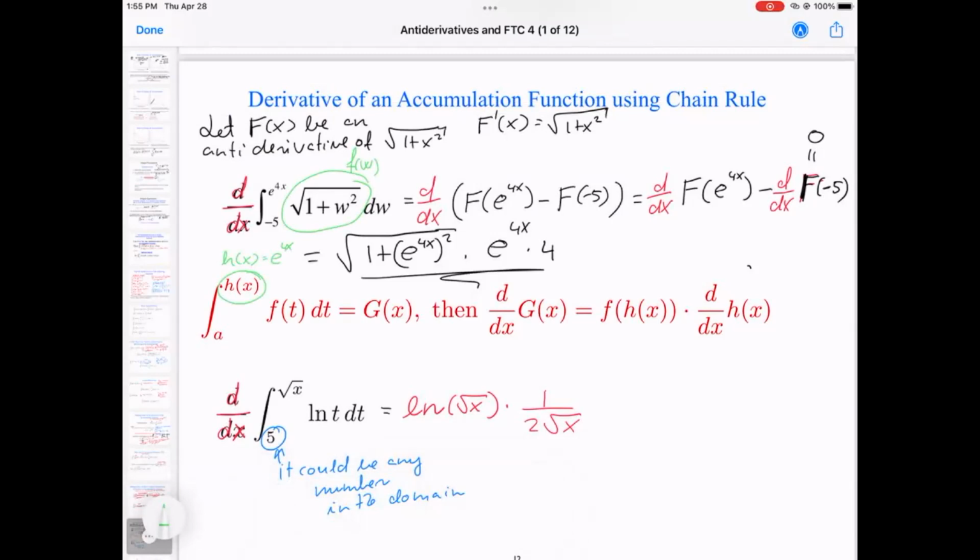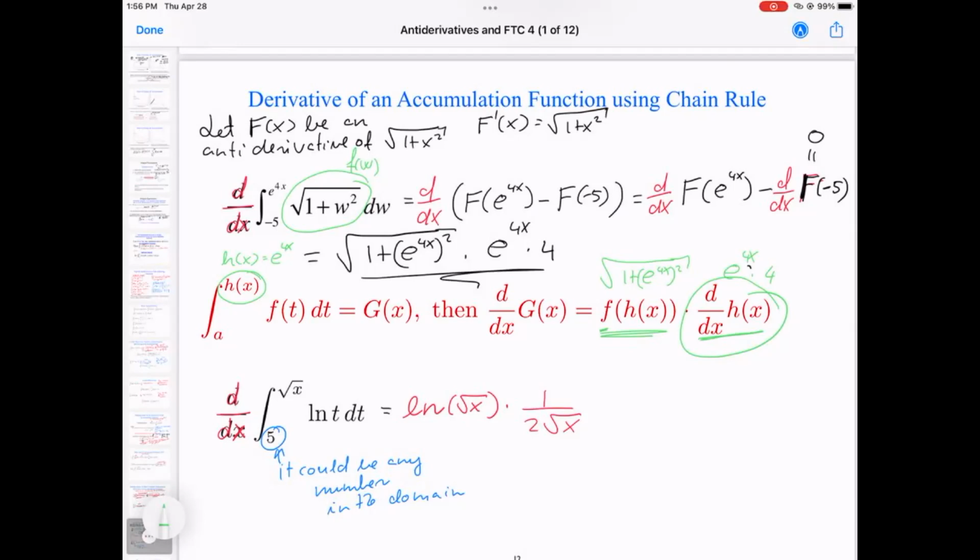Makes sense? And then the derivative of e to the 4x is e to the 4x times 4. And this part is 1 over the radical 1 plus e to the 4x squared. That makes sense? So this part is e to the 4x times 4, the derivative of h of x, and this part is the rate function, right? Because when you take the derivative of the accumulation function, you go back to the rate function, evaluated at the inside function. That makes sense?